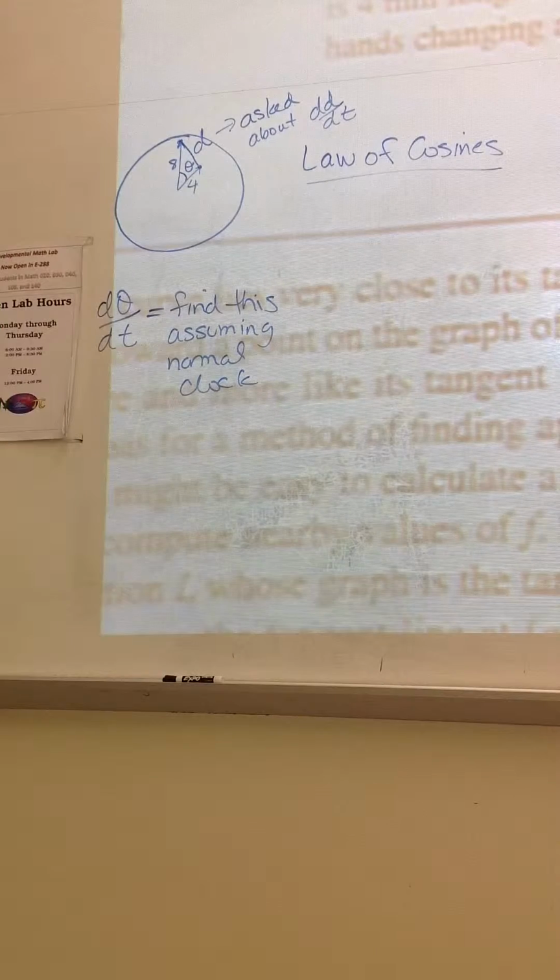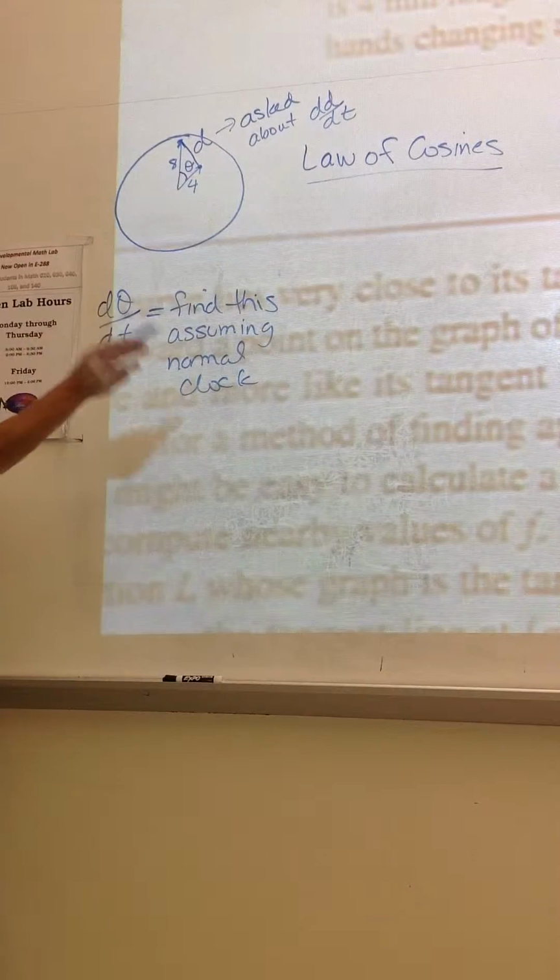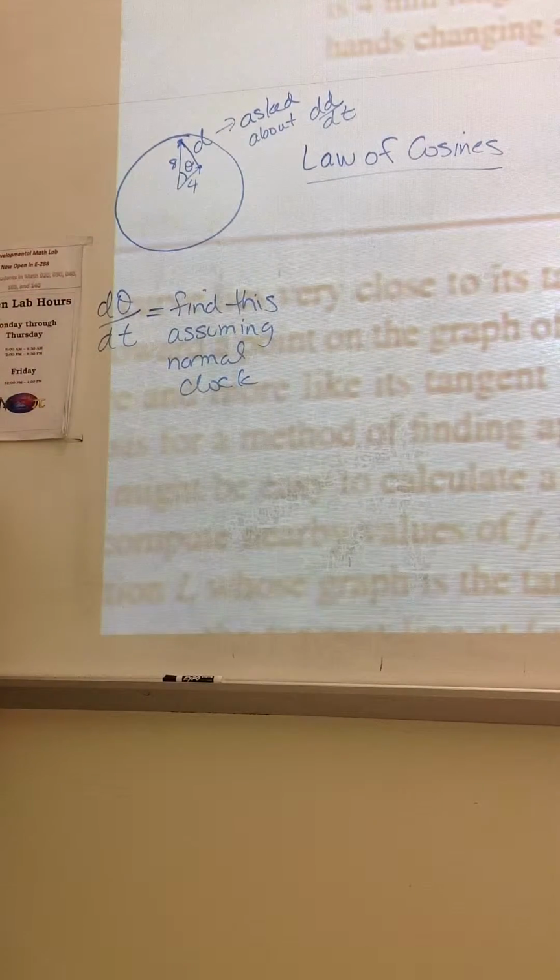In the problem, they didn't exactly tell me what dθ/dt was, but they told me it's a clock or watch. I'm assuming it's a watch that's working correctly. So by reasoning out what I know about time and clocks, I can figure out dθ/dt. My equation that's going to relate the two together is the law of cosines.